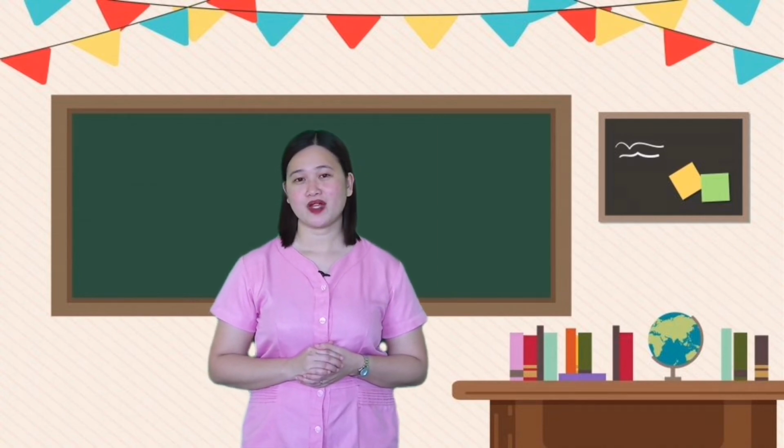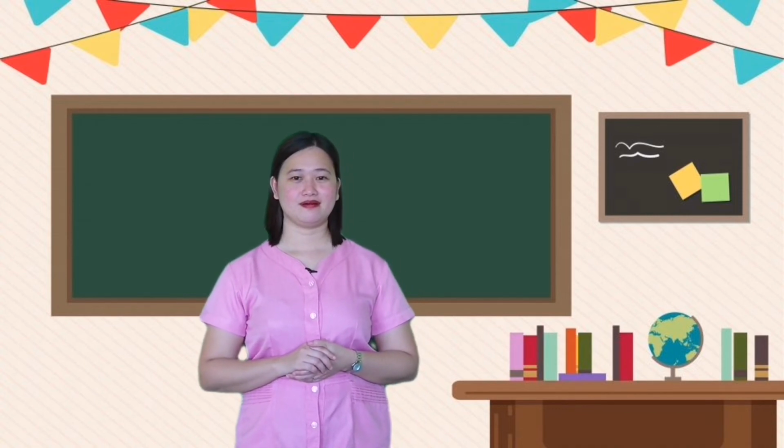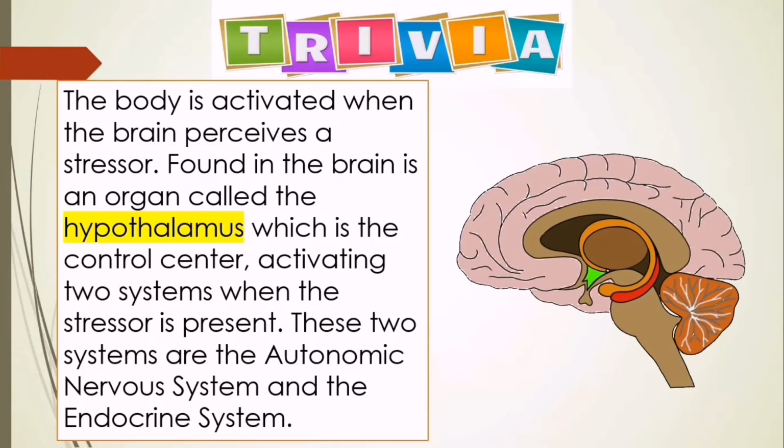Before we move on to another set of activity, let's have a trivia. The body is activated when the brain perceives a stressor. Found in the brain is an organ called the hypothalamus, which is the control center, activating two systems when the stressor is present. These two systems are the autonomic nervous system and the endocrine system.